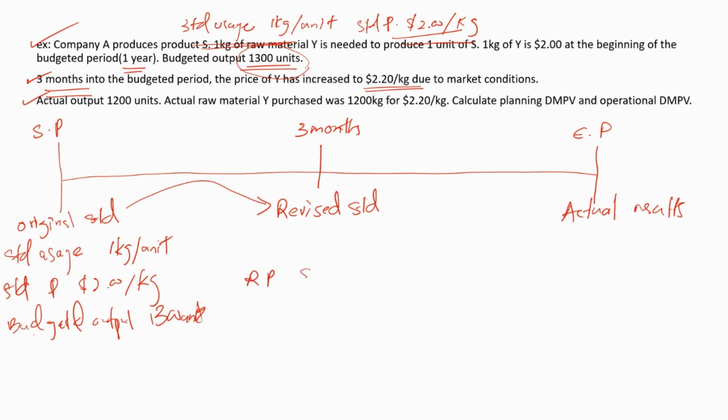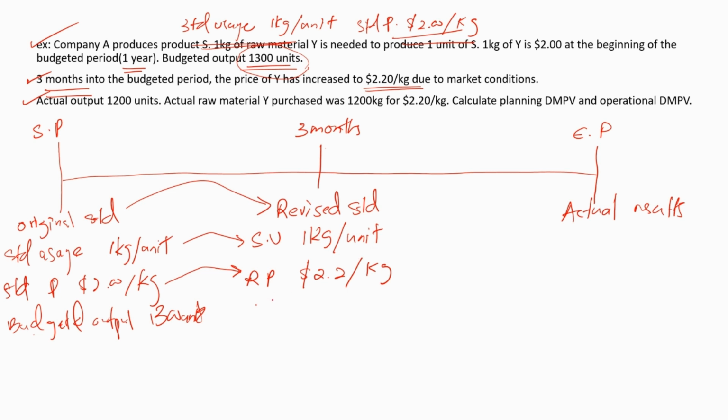Revised price: $2.2 per kilogram, because this has increased to $2.2 from $2 per kilogram. So what will happen to the usage? Is the usage changing? No, it is not, because in this example they are not telling us that the usage is changing. So the standard usage will be the same: 1 kilogram per unit. This is the same as the original standard.